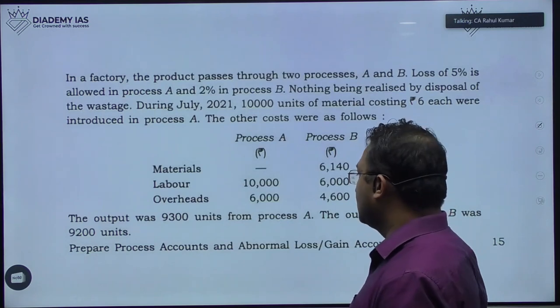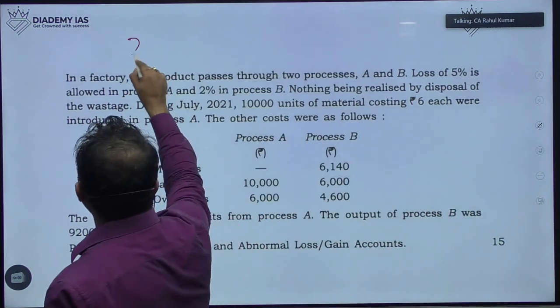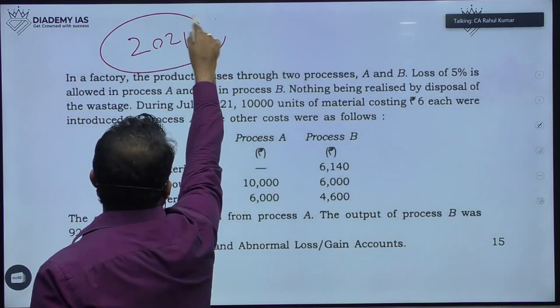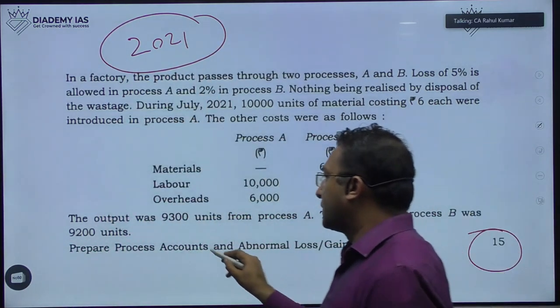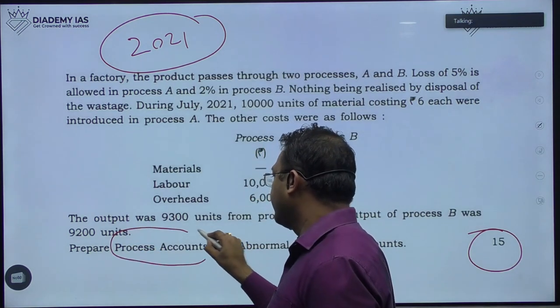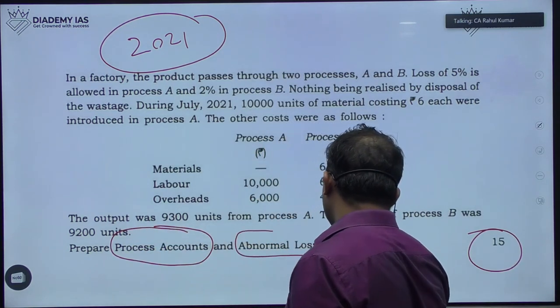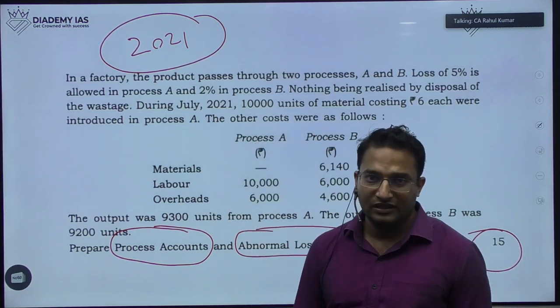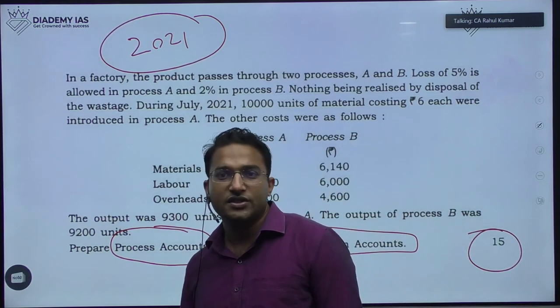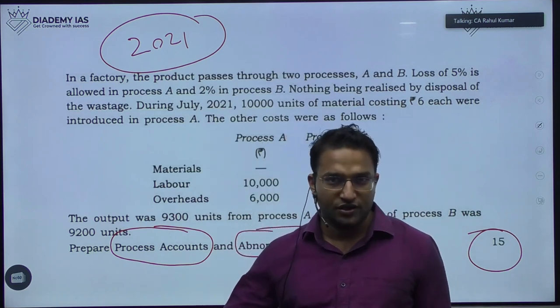So this question of 2021, you can see, 15 marks question. They're asking you to prepare the process accounts and abnormal loss or gain account. I will say these kind of questions are something which you should not miss. These are simple questions, direct questions, and you should never miss these type of questions, right?